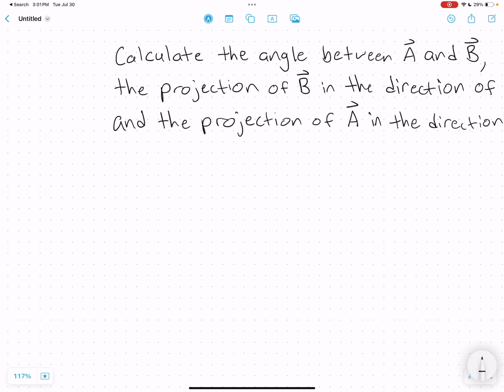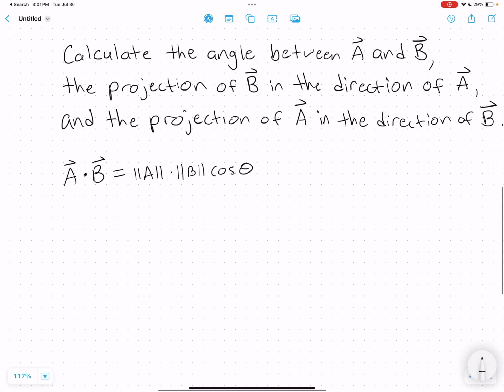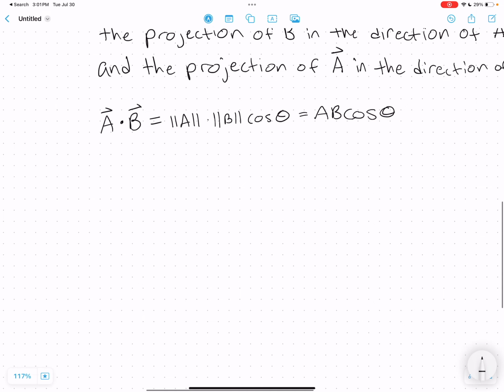To review the vector dot product, we have vector A dot vector B is equal to the magnitude of A times the magnitude of B times cosine theta, where theta is the angle between them. This is often written just AB cosine theta. And then we can also say that A dot B is equal to AX BX plus AY BY plus AZ BZ.